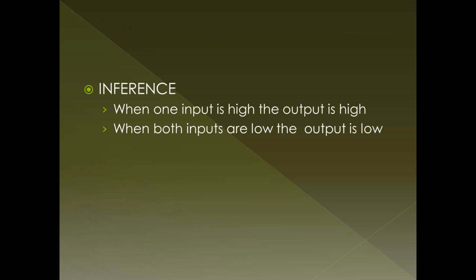Now, what can be inferred from this particular truth table is, for any OR gate, when at least one input is high, we get a high output. And when both the inputs are low, we get a low output.